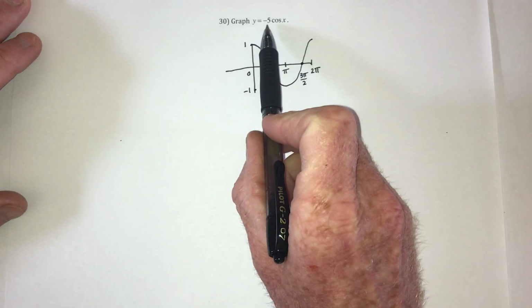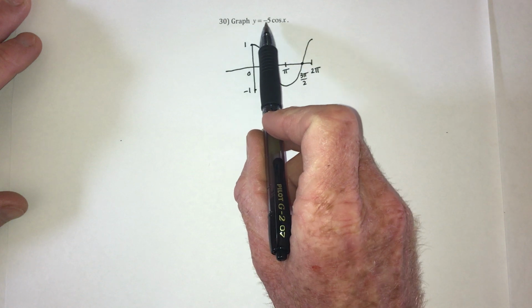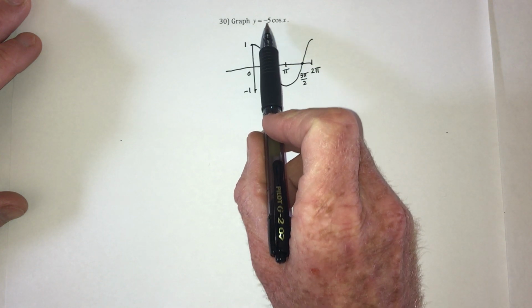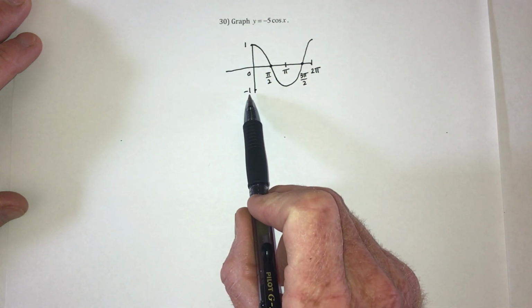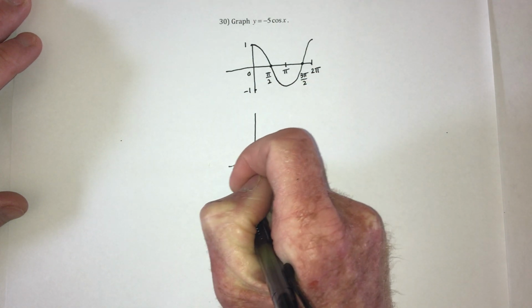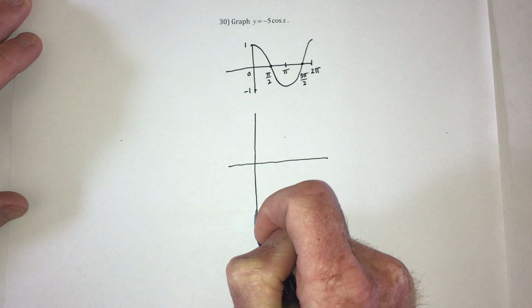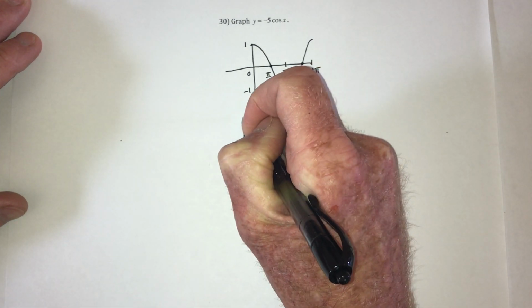Now, when you multiply by a 5, that means the y value equals 5 times what it used to equal. So that means that this is going to be going up to 5 instead of 1. And this is going to be going down to -5 instead of -1. So this is going to be the -5. This is going to be the +5.